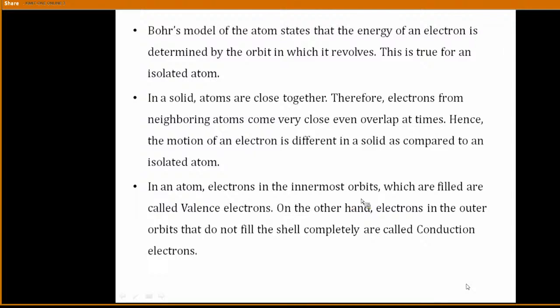In an atom, electrons in the innermost orbits, as I already discussed in the last class, are called valence electrons. On the other hand, electrons in the outermost orbits are called conduction electrons. Now, valence electrons and conduction electrons: this is the difference between these two. Innermost orbit electrons are valence electrons. Outermost orbit electrons are your conduction electrons.